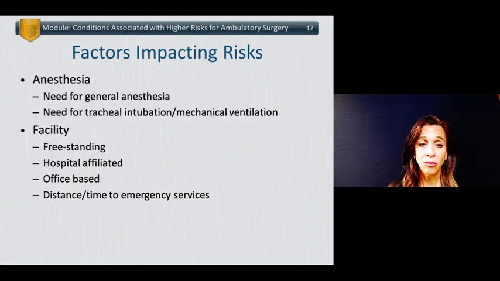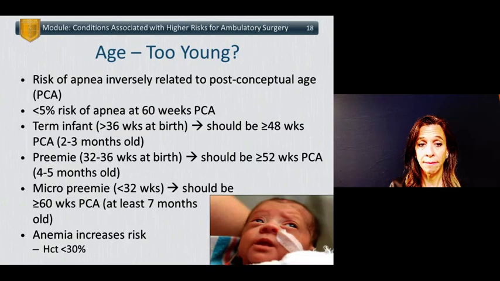The factors impacting risk are also related to anesthesia and the facility where the procedure is performed. The need for general anesthesia increases the risk, and the need for tracheal intubation and mechanical ventilation increases risk. Freestanding surgery centers typically have a lower risk compared to hospital-affiliated or office-based settings. And the distance and the time to emergency surgeries should be taken into consideration so that if there is a complication, that outcome can be improved and risk mitigated.